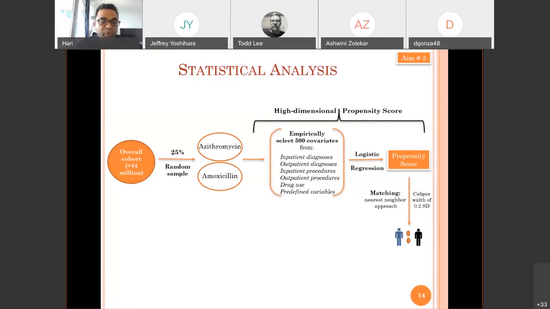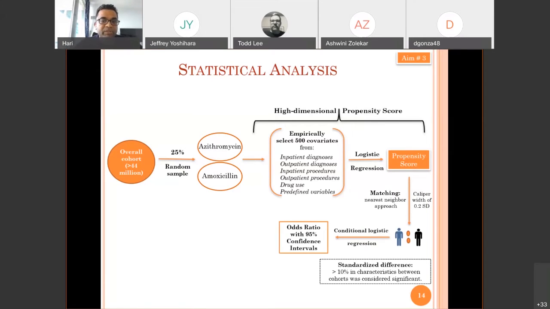After generating the propensity score, we matched amoxicillin patients with azithromycin patients. It was a 1-to-1 matching with a 0.2 standard deviation caliper width. And we used the nearest neighbor approach to match these patients. And then the way we evaluated if there were differences in these patient populations, basically between amoxicillin and azithromycin, is that we looked at the standardized difference. Anything greater than 10% in those characteristics is what we consider to be significant in terms of the characteristics between those two populations.